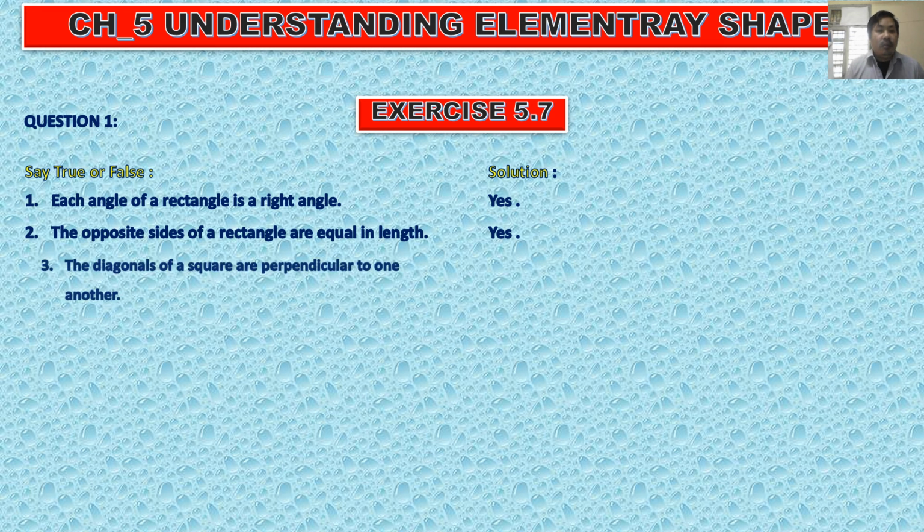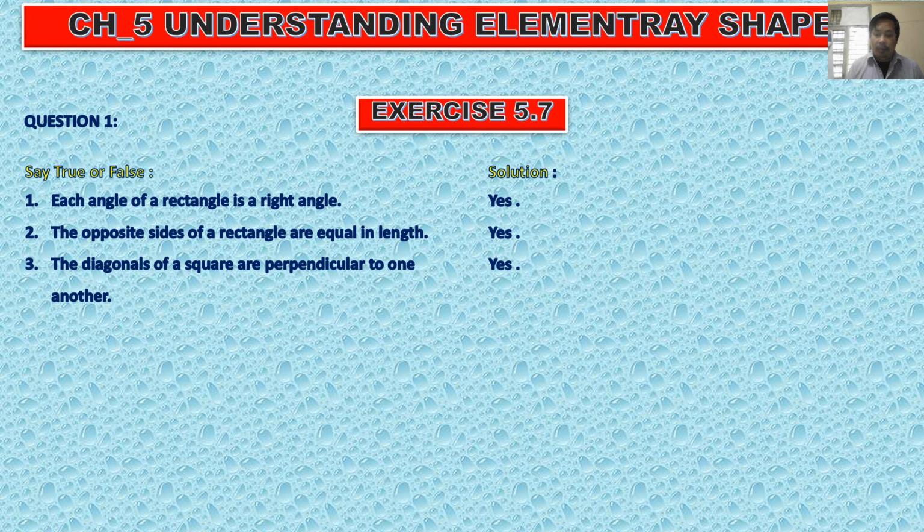And question number 3: the diagonals of a square are perpendicular to one another. Diagonal means the line that joins two opposite vertices. If we draw the two diagonals of the square, they are perpendicular to one another. Is it right or wrong? Let us see. Yes, the answer is yes again.